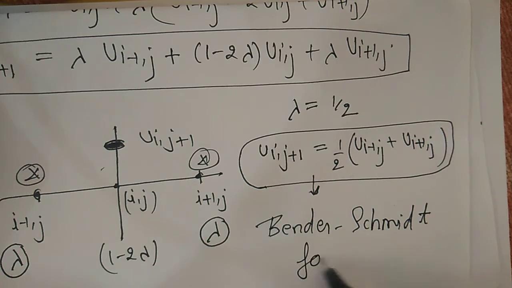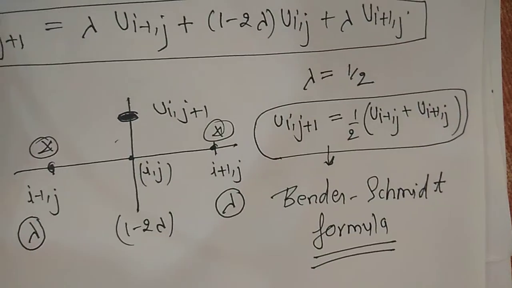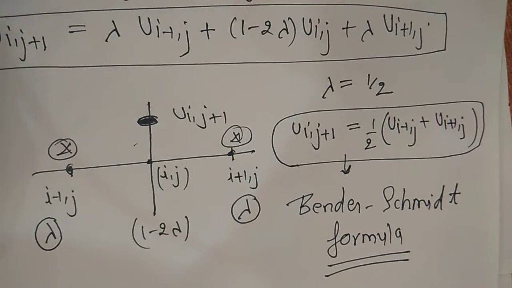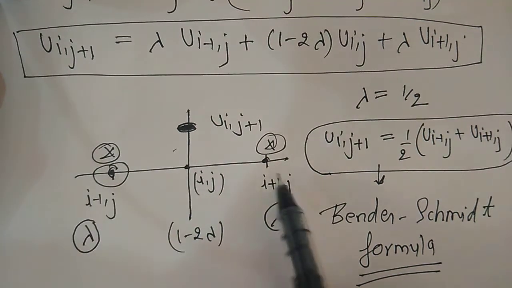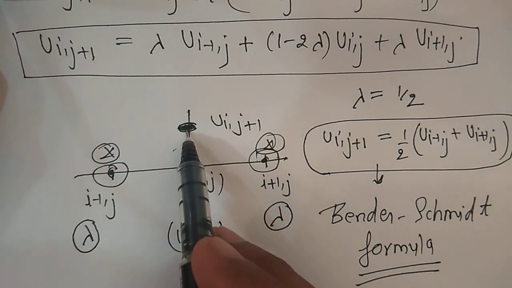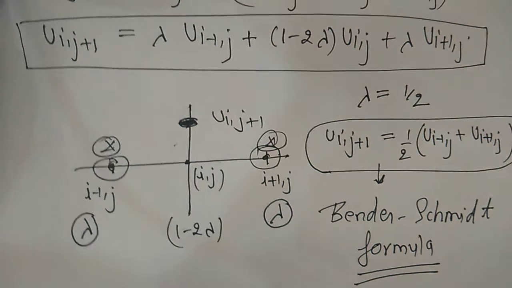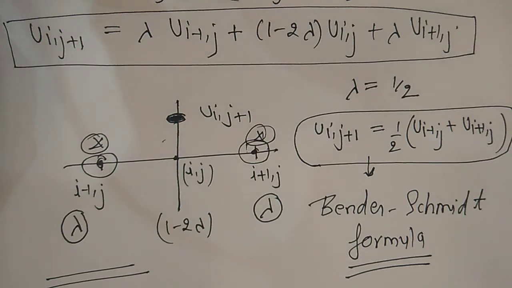Bender-Schmidt formula. For this specific value of lambda, it's very simple. We'll just take these two points, i minus 1 and i plus 1, and take the average. That will be the value of this point. Fine. Let us take one problem and try to understand.